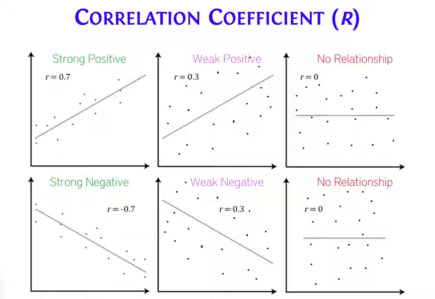Smaller values indicate a weak relationship. When the coefficient is very close to 0, there's no identifiable relationship between the variables. The data will be all spread out, like it is on the two graphs on the right.